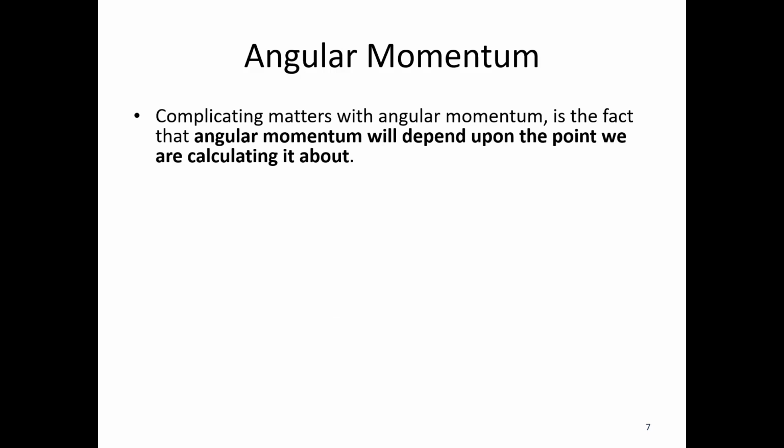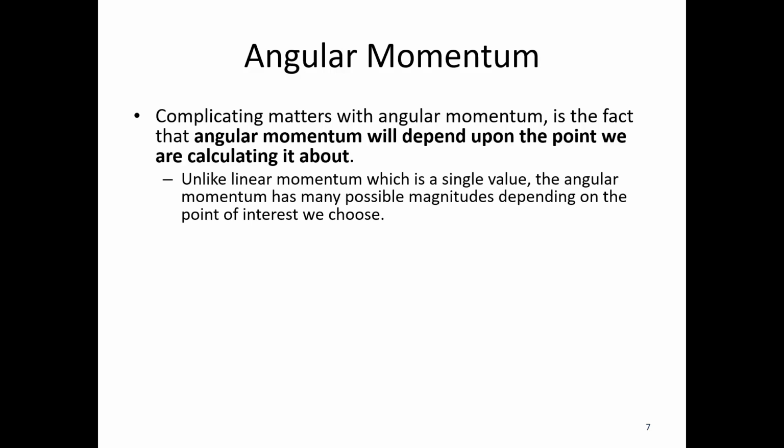All right, so complicating matters with angular momentum, though, is the fact that the angular momentum will depend upon the point we're taking it about. Unlike linear momentum, which is a single value, there's only one linear momentum you can calculate in an instant in time, the angular momentum has a lot of possible magnitudes depending on the point of interest we are taking it about. And we might have different reasons to choose different points. We'll get more into that later, but there's lots of different points that we might take the angular momentum about.